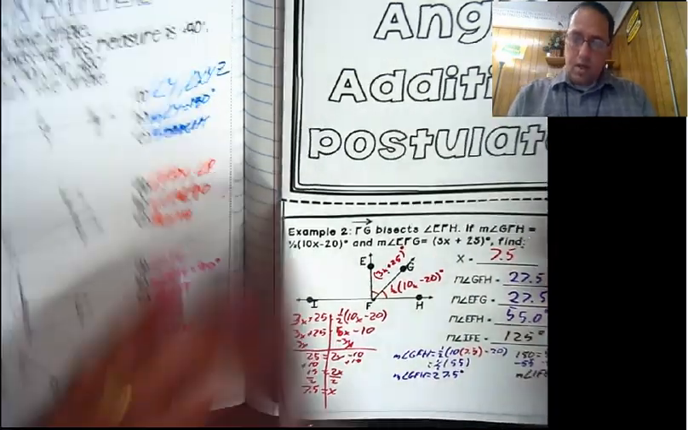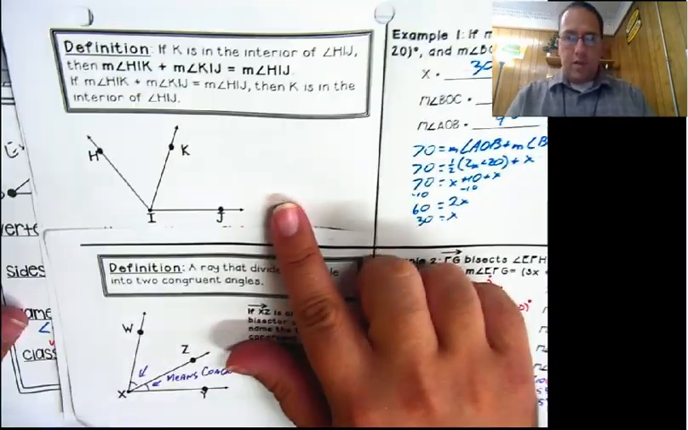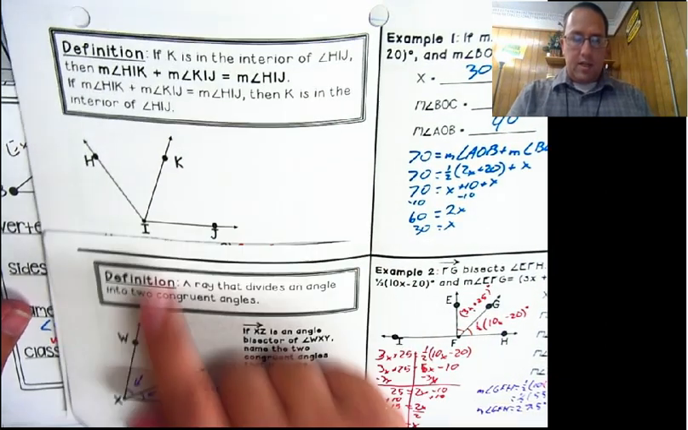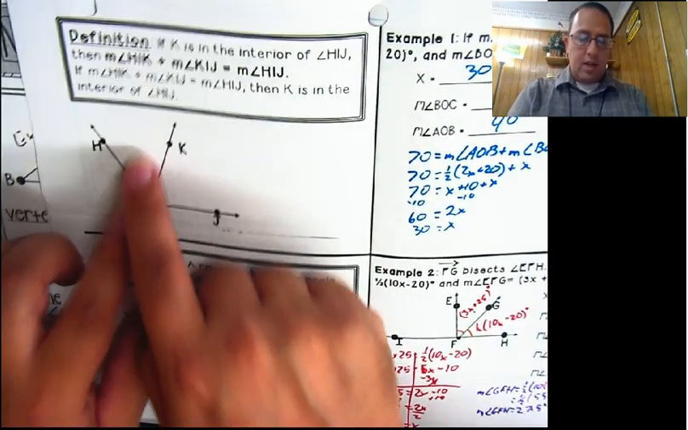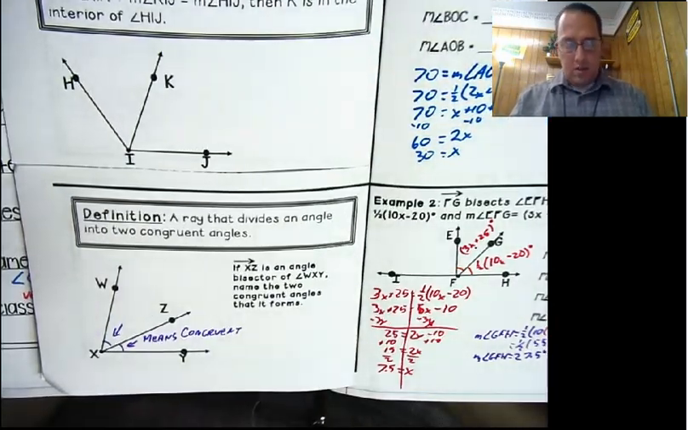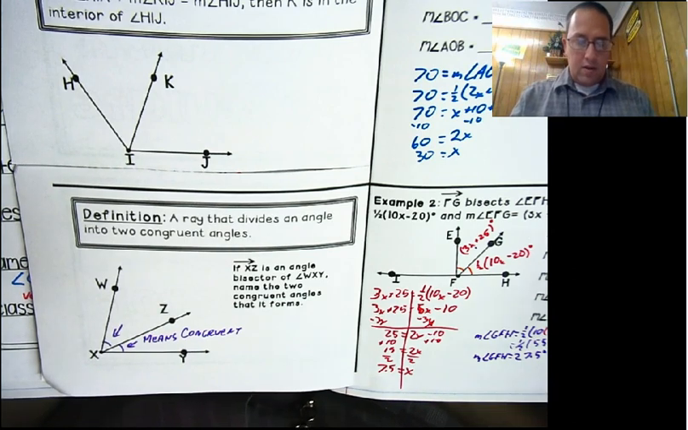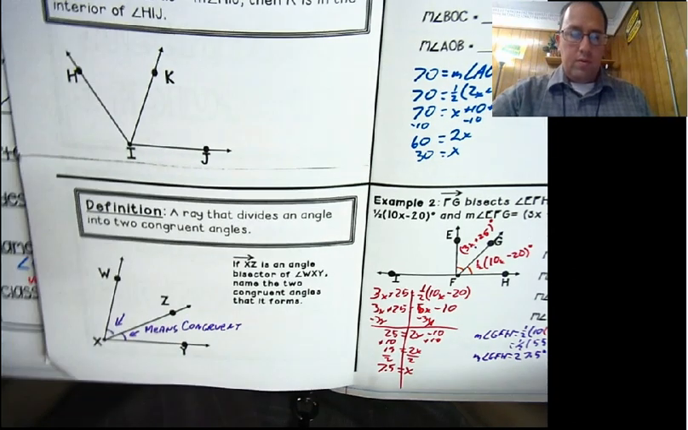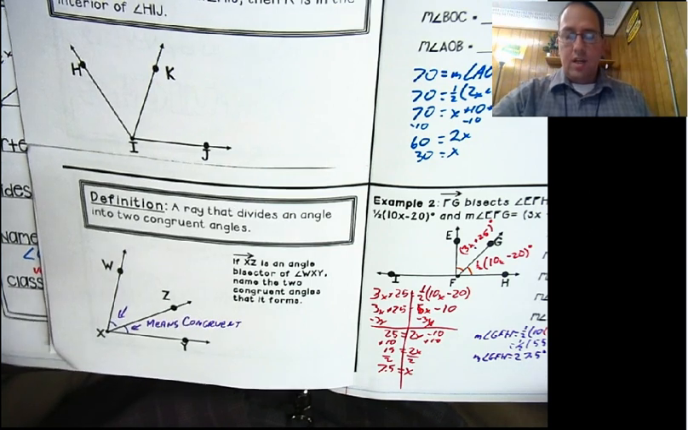All right. Angle addition postulate: if two angles are side by side and they have the same vertex, then you can add their measures up to get the measure of the entire angle. And an angle bisector is a ray that bisects an angle. It cuts it into two congruent pieces, cuts it perfectly in half. And there it is.